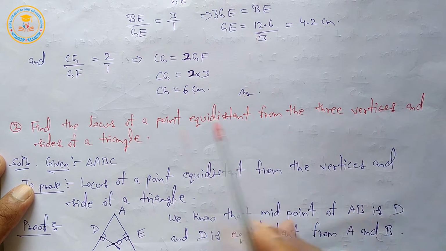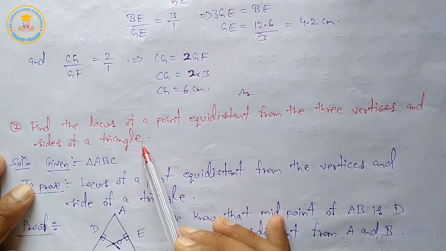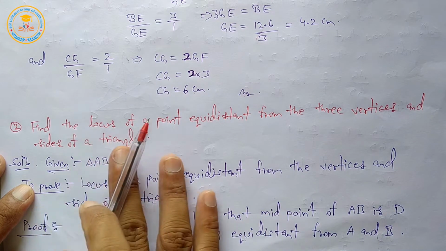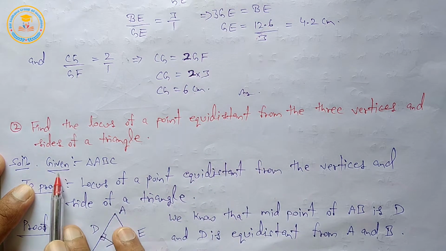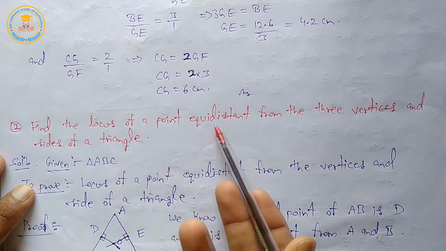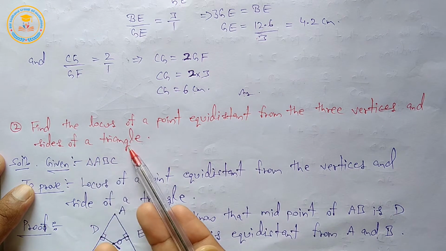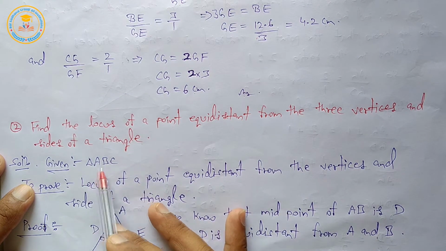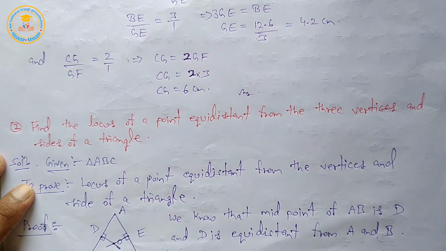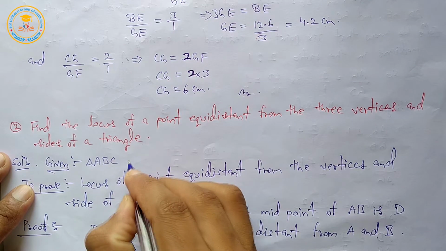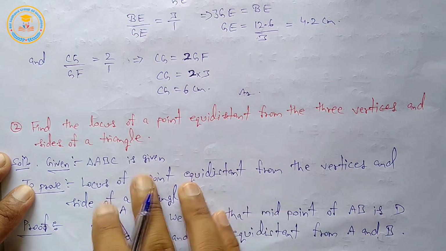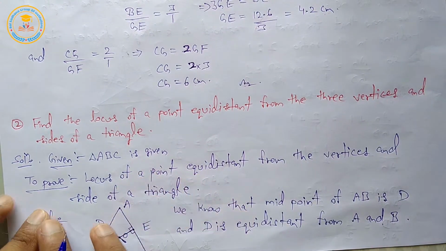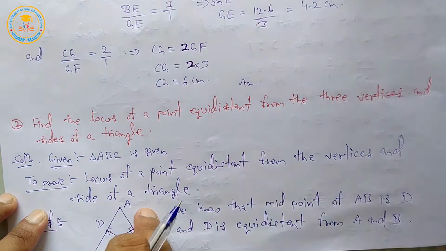That type of question we discussed in the previous video. First mention the given part, second mention the to-prove part, third the proof or construction or solution. Therefore, the given part is a triangle, we let the triangle be ABC. Now, what will be proved? The locus of a point equidistant from the three vertices and sides of a triangle.